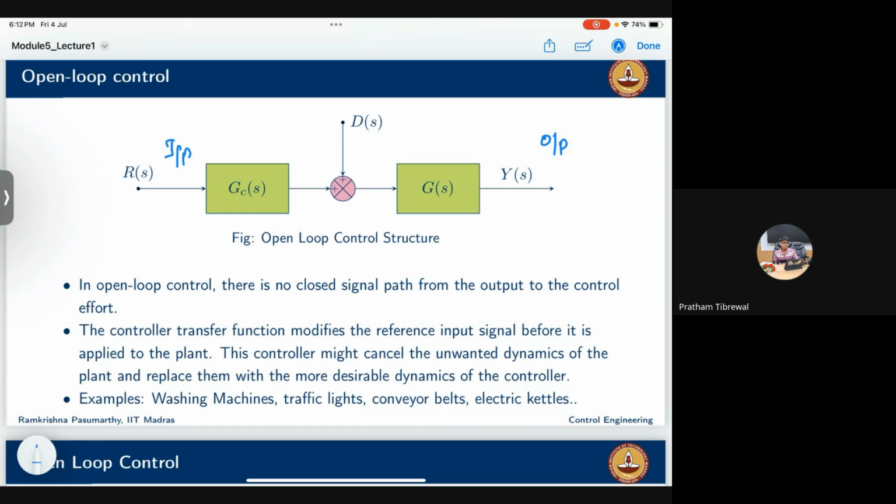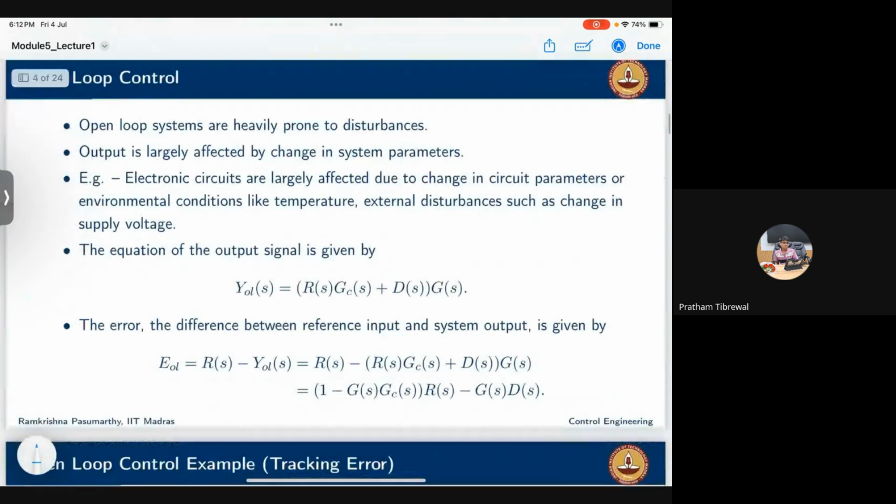For example, some examples they have given are washing machines. We'll just give current and it will give mechanical power. Traffic lights, we'll just program the lights to turn on at every particular interval of time. It doesn't care about how people are responding to it. It just goes on and on according to the program, right? So these are all examples of open loop systems.